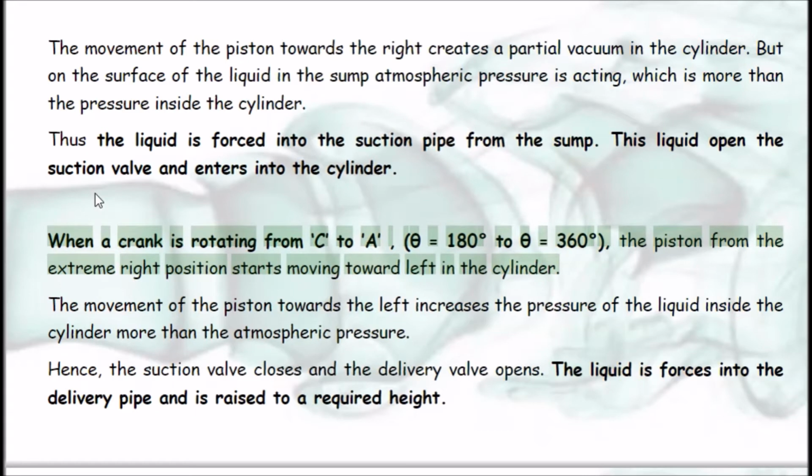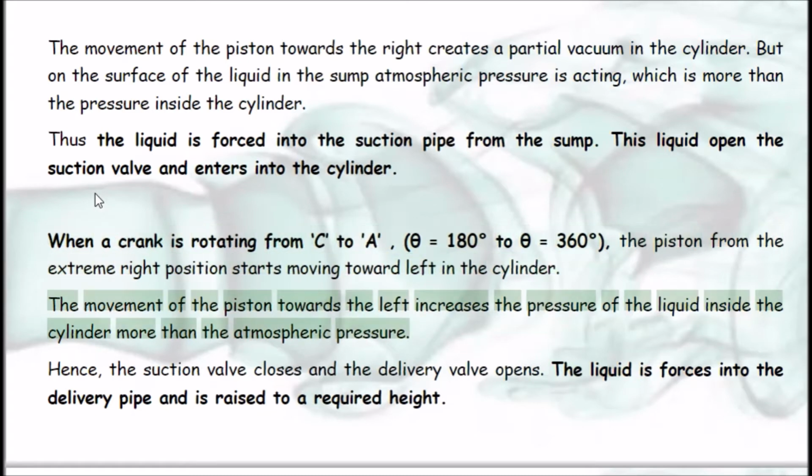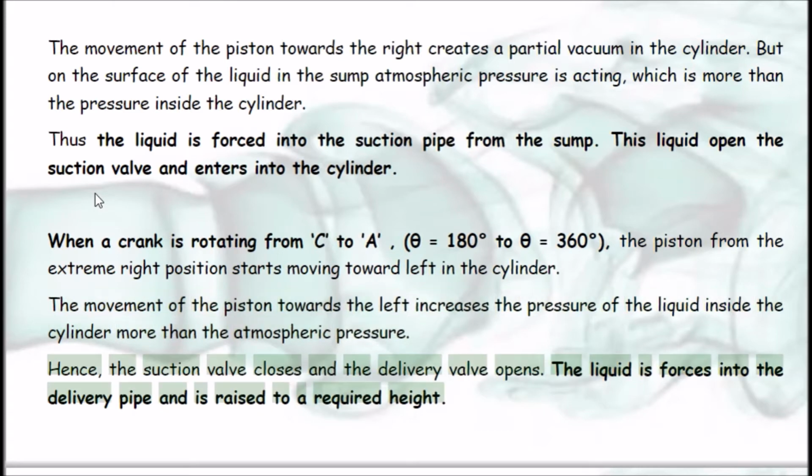When the crank is rotating from C to A, theta equals 180 degrees to theta equals 360 degrees, the piston from the extreme right position starts moving toward the left in the cylinder. The movement of the piston towards the left increases the pressure of the liquid inside the cylinder more than the atmospheric pressure. Hence, the suction valve closes and the delivery valve opens. The liquid is forced into the delivery pipe and is raised to the required height.